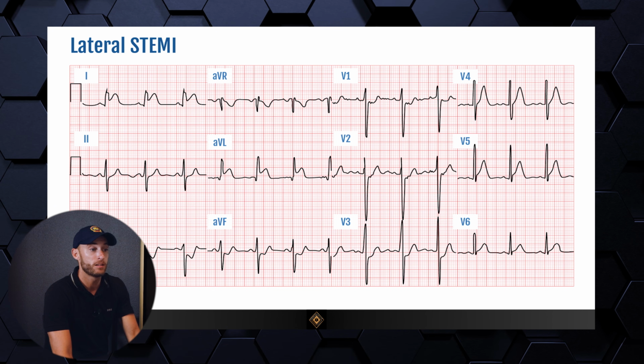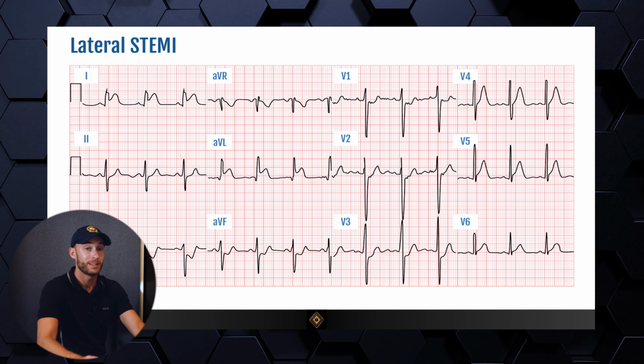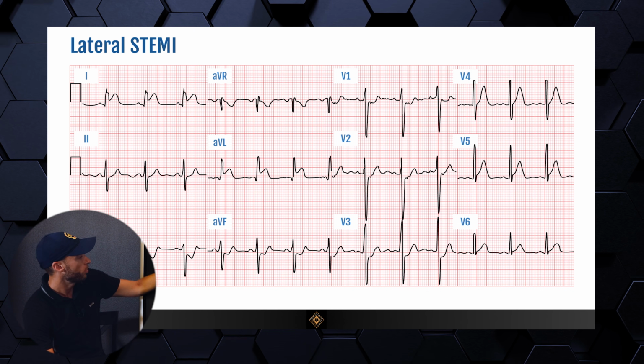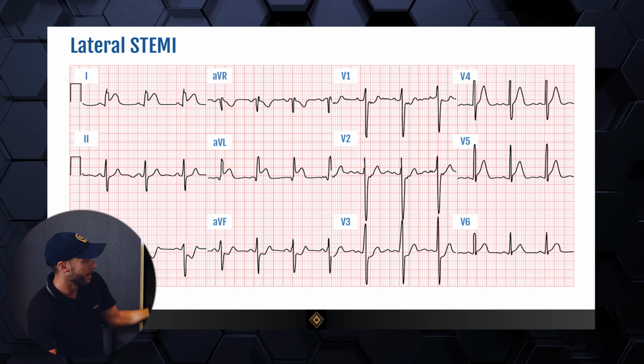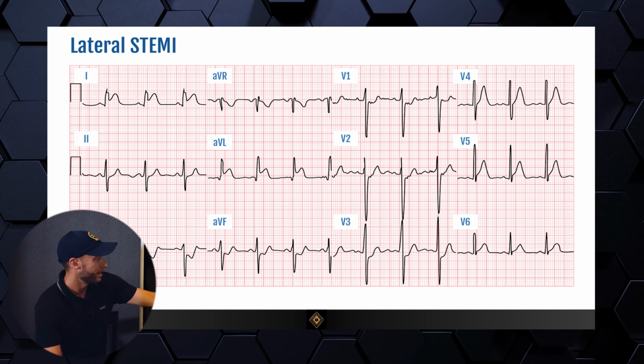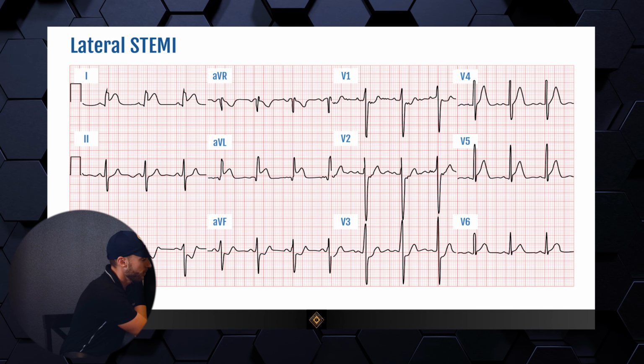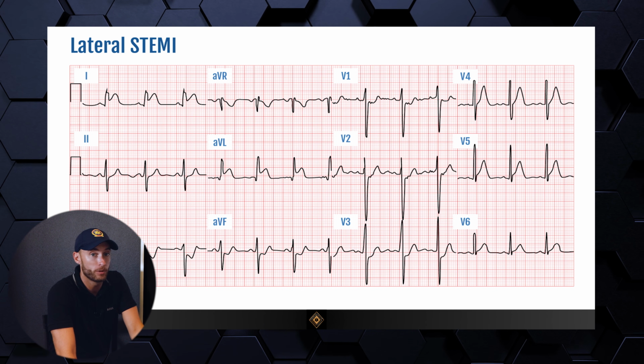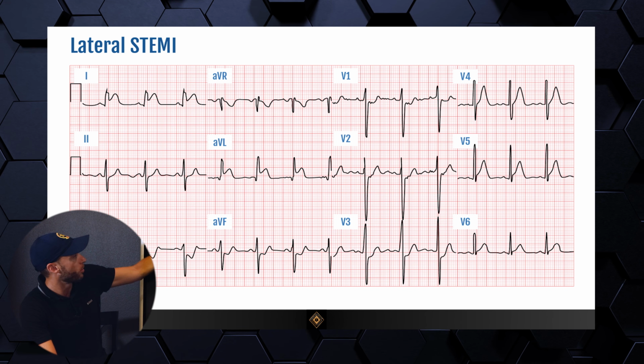Now, some might say, no, down the field, you got to get 2 up and 2 down. Well, okay, no problem. 2 up and very much 2 down. Look at AVF. There's isoelectric. There it is. Look how down that is. We got 2 up and 2 down. We got a lateral STEMI.